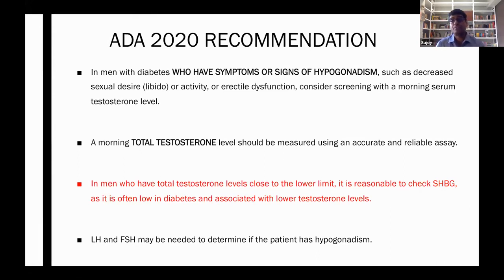LH and FSH, usually you would do only when you're trying to determine whether this is primary or secondary hypogonadotropic hypogonadism. In a clinic, you would normally examine the patient, and the feel of the testis in most situations will tell you whether this is primary or secondary hypogonadism.